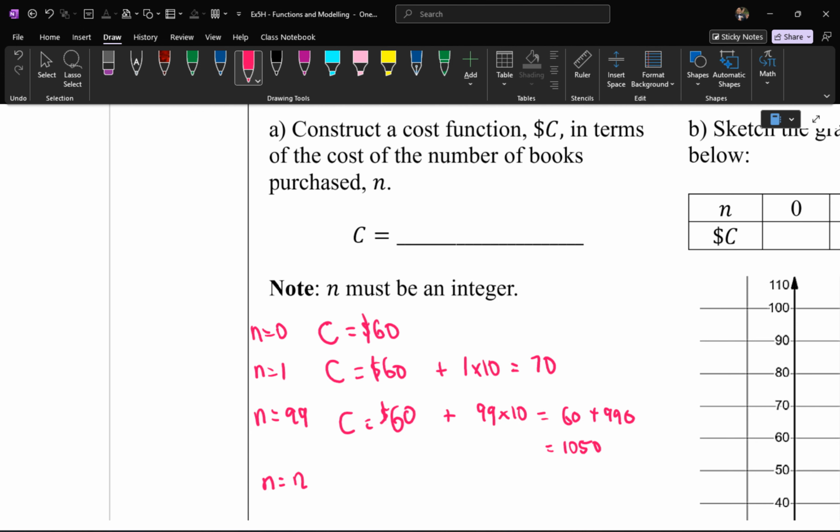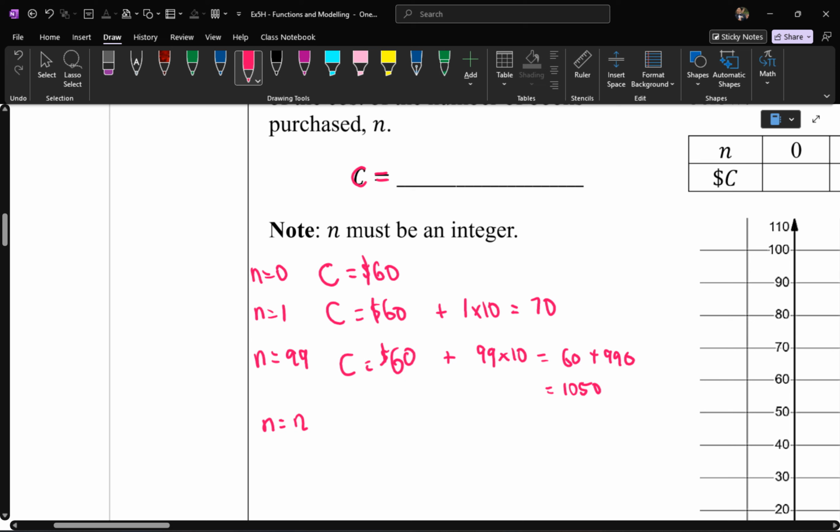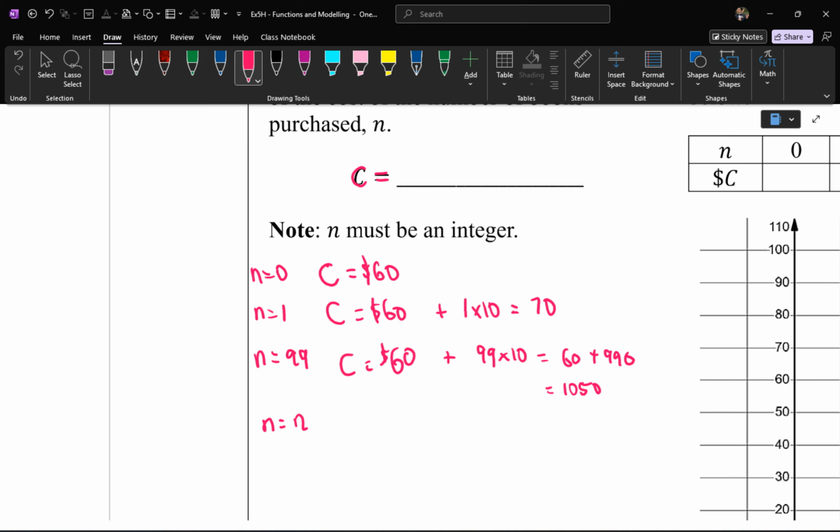So what would the equation be? C must equal to, how would you construct it if N, number of books, is bought? Instead of 6 books being bought, instead of 99 books being bought, what if it was N? What would the equation be? Yes, ma'am. That's it. $60 because that's the membership price, plus for every number of books that you buy, which is N books, each book costs $10. That is how you construct.